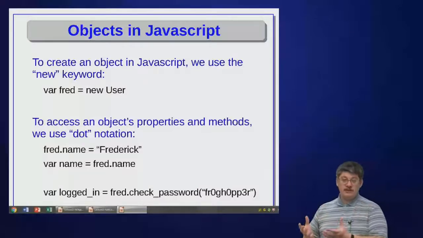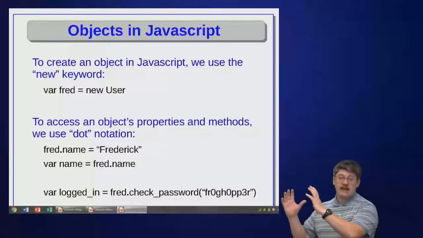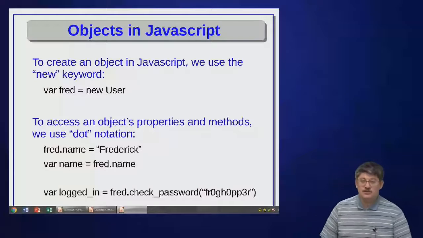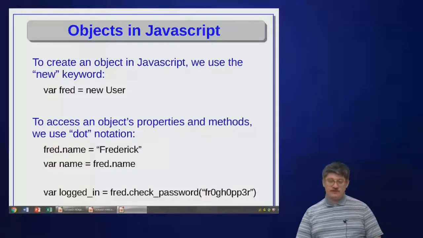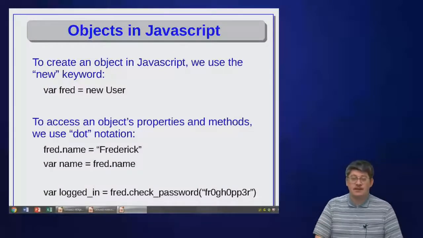If we want to call a method in our new object, we can say Fred dot and then the method name. So here I can check whether Fred is logged in by calling Fred.checkPassword, and in parentheses I'll put in his password, frog hopper, with 0s for O's and a 3 for the E. And that'll return hopefully true or false, depending on whether that is the correct password.